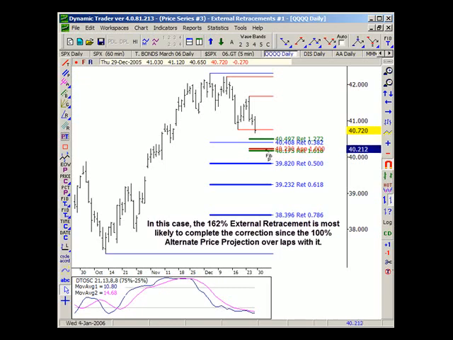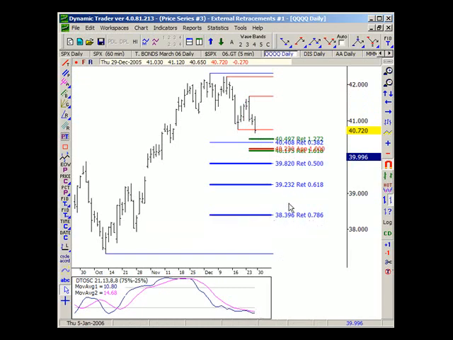So if nothing else, we know right now that the extreme of this correction should be near the 162% external retracement. We have that from our price analysis. We have it from our unique external retracements that usually terminate a correction. And then we have our momentum study saying that this market is at or near a corrective low. So let's go ahead and add a few bars on.